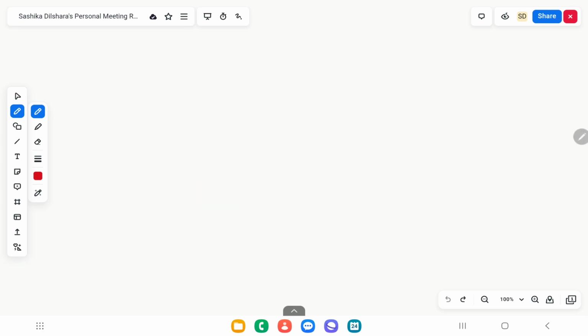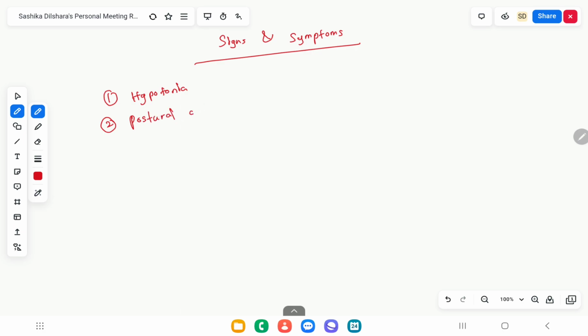In the clinical aspects of the cerebellum, there are several signs and symptoms in cerebellar lesion. First one is hypotonia, then postural changes and alteration of the gait. Then ataxia.